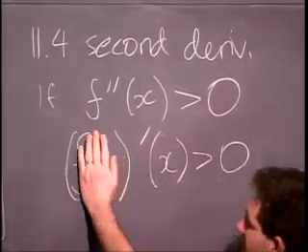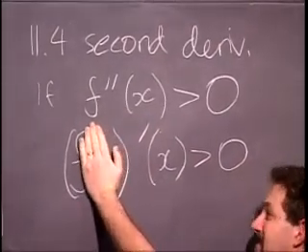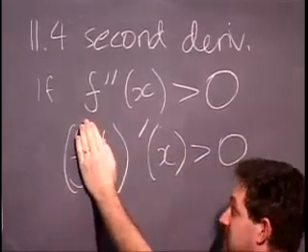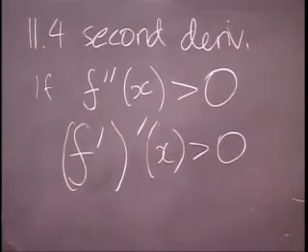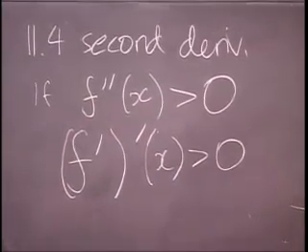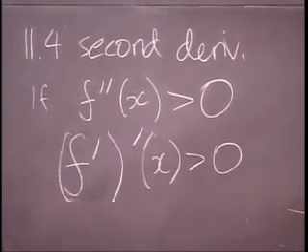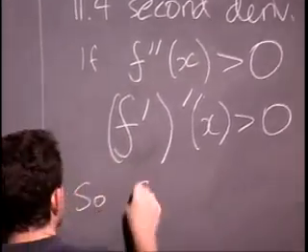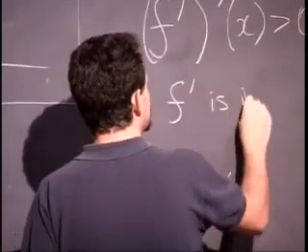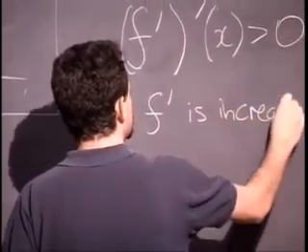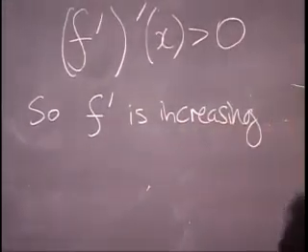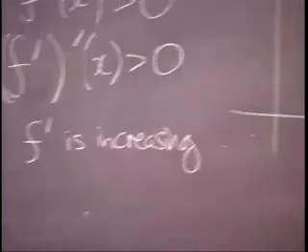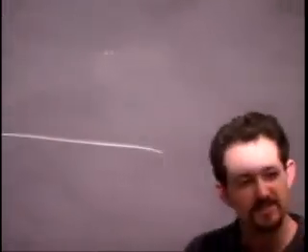So think of f prime as a unit. Something's derivative is positive, and that something happens to be f prime. So f prime's derivative is positive. And what did we just decide it means if the derivative of something is positive? It's increasing. So f prime is increasing. If the second derivative is positive, the derivative is increasing. That does not mean the derivative is positive. It means it's getting bigger.